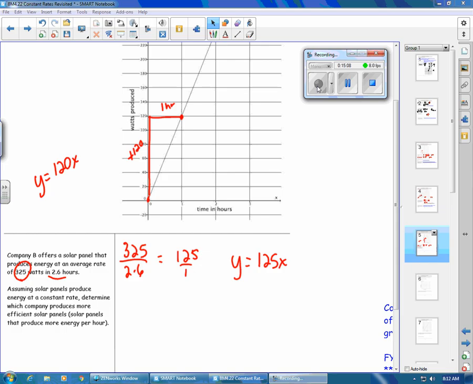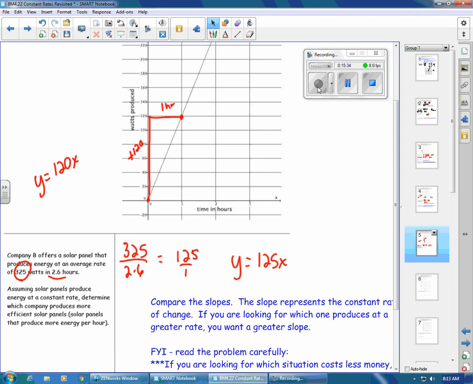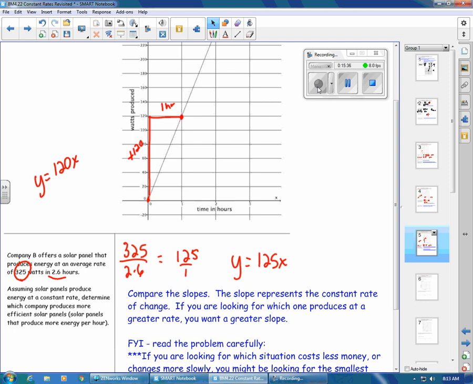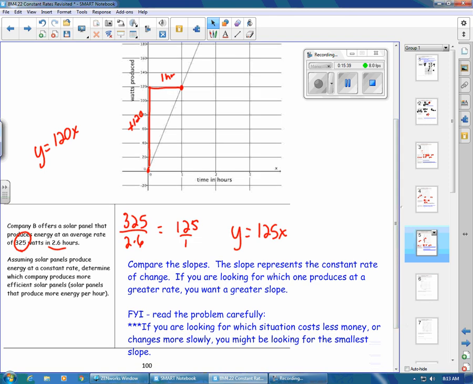Okay, so for the first scenario, 120 per hour, so y equals 120x. Company B offers a solar panel that produces energy at an average rate of 325 watts in 2.6 hours. Do the division and you get 1.25 and 1. So y equals 1.25x. Which company produces the most? Compare the slopes. The slope represents the constant rate of change. If you are looking for which one produces at a greater rate, you want the greater slope.